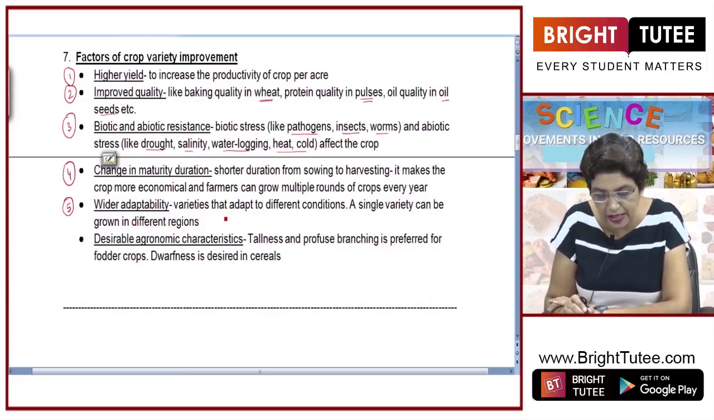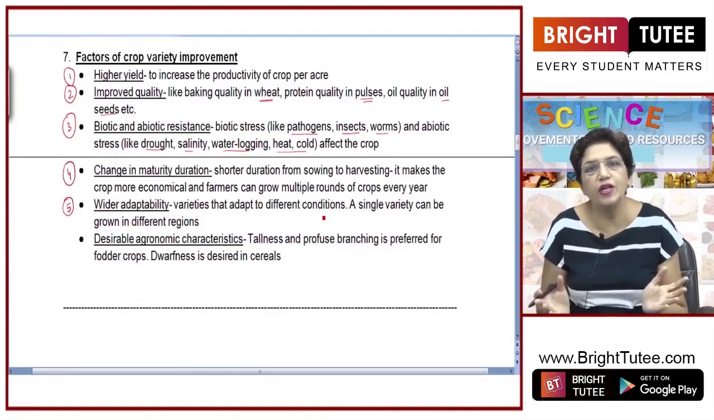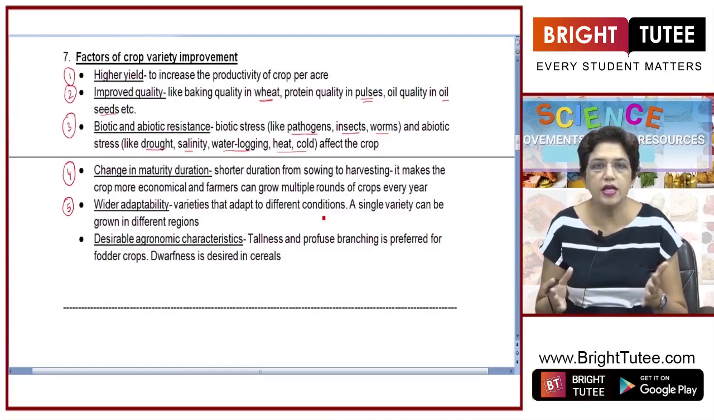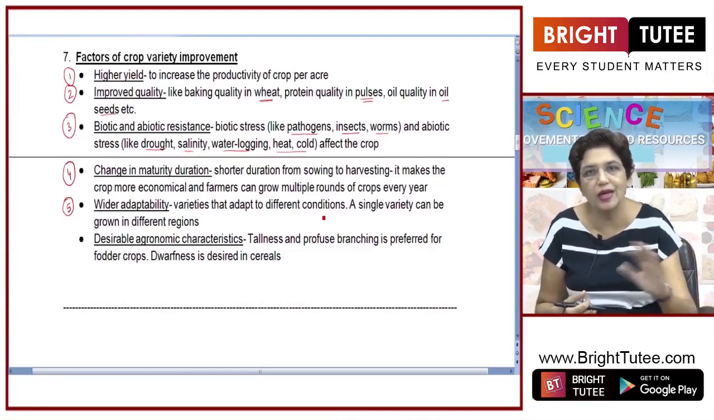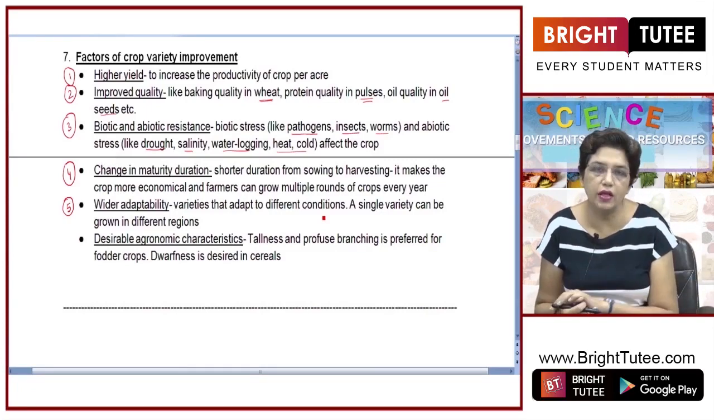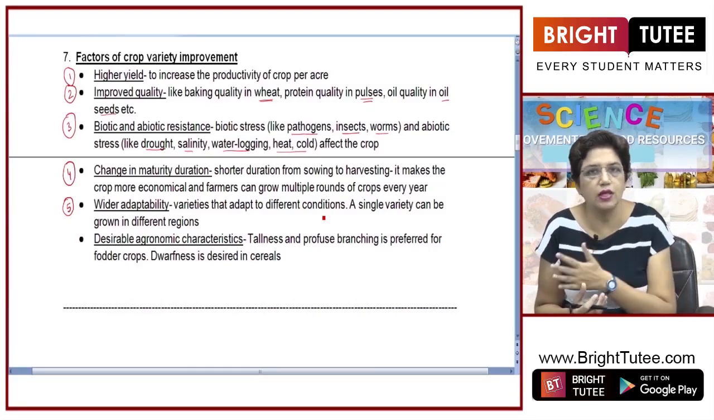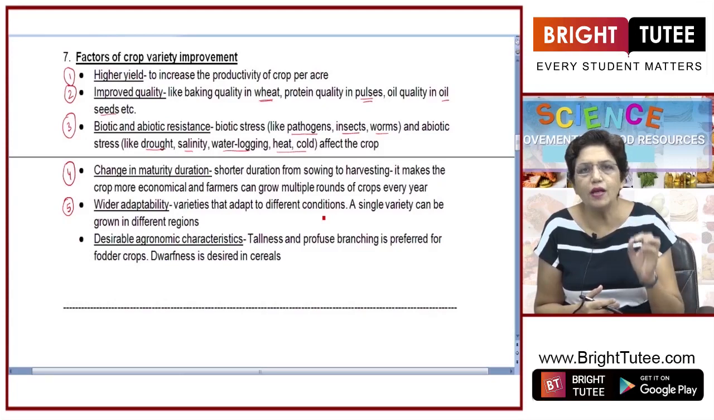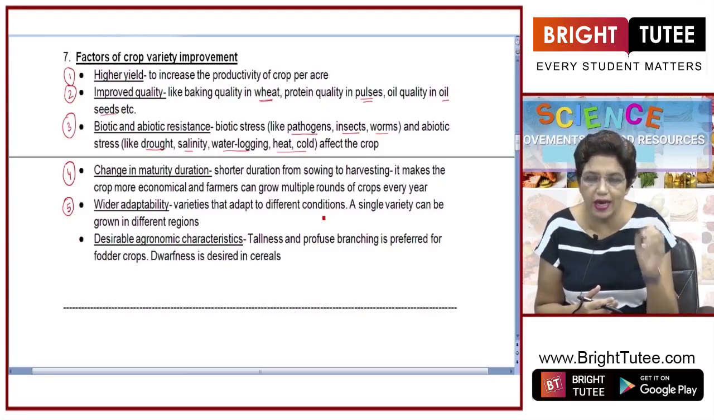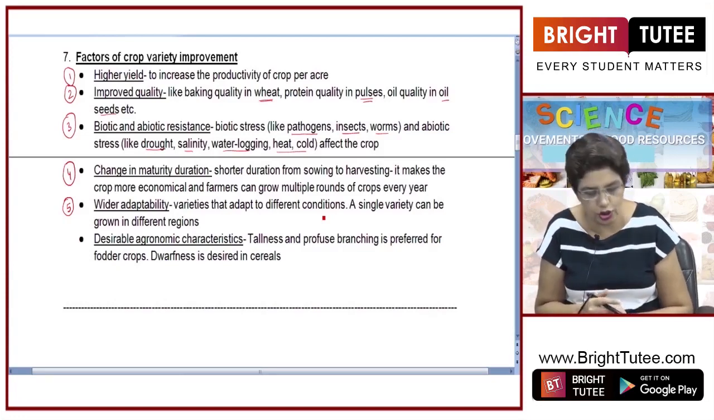Next, the fifth factor of crop variety improvement is wider adaptability. We need varieties that can adapt to different climatic conditions so that a single variety can be grown in different climatic conditions. In India, you know that the climate changes after every few hundred kilometers. Even during a given year, the climate varies. So from northern to southern India, there is a lot of change in the climatic conditions. So we try to look for a variety which can grow very well in different climatic conditions.